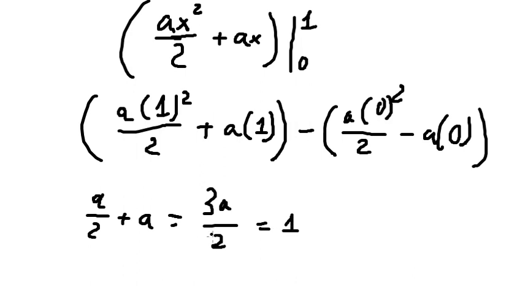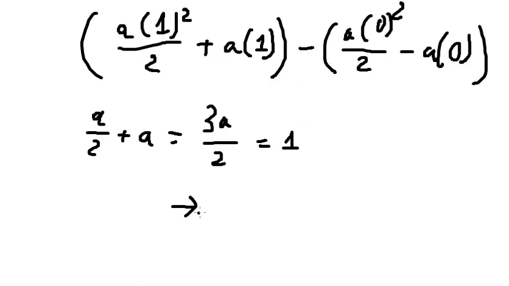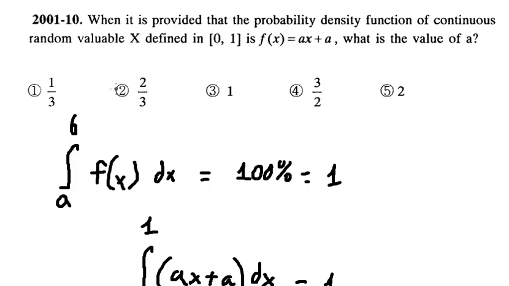So we divide both sides by 3 over 2, and we have a equal to 2 over 3, and we need to select answer number 2. This is the end. Thank you for watching.